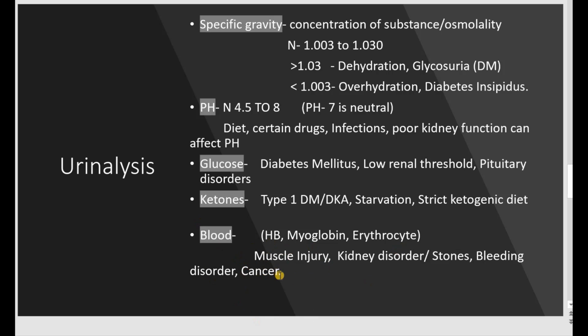If there is severe exercise, that can be transient, but if it is a muscle injury, myoglobin gets released, goes to the kidneys and gets filtered. Or rule out any underlying kidney disorders, stones, bleeding disorder or cancer. Even though in the initial stage blood may not be present, in late stages blood may be present in urine.